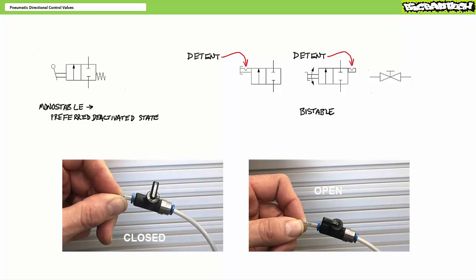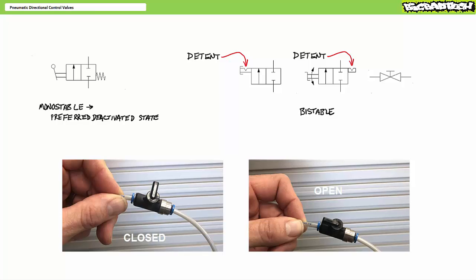When an operator twists a detented knob, pushes a detented button, or pulls a detented lever, the directional control valve moves into the opposite position and then just stays there until an operator makes the conscious decision to twist, pull, or push the detented actuator in the opposite direction, and the directional control valve moves back and stays there. There's no need for a return spring because these types of directional control valves maintain the last asserted state. In contrast to valves with a preferred deactivated state, these types of valves might be called bistable valves, i.e. valves with two stable states.